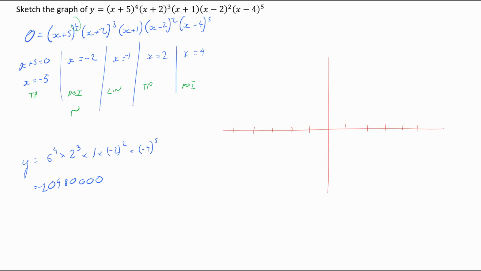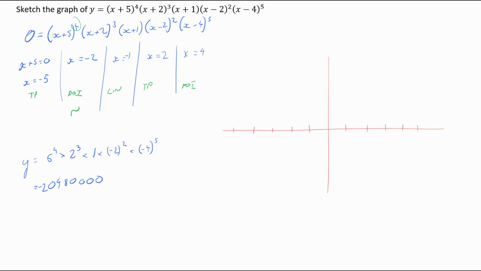So I've got an intercept at negative 5, which is a turning point. Point of inflection at negative 2, linear at negative 1, turning point at 2, and point of inflection at 4. The only problem is we don't know where to start. Now with any polynomial when you're graphing, it's actually easier to think about where you finish.